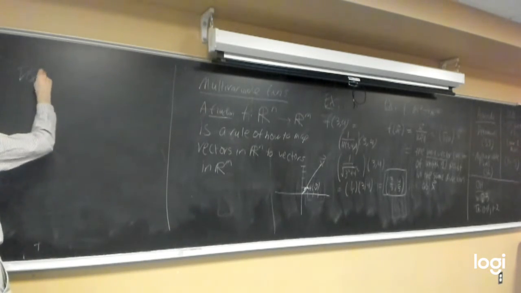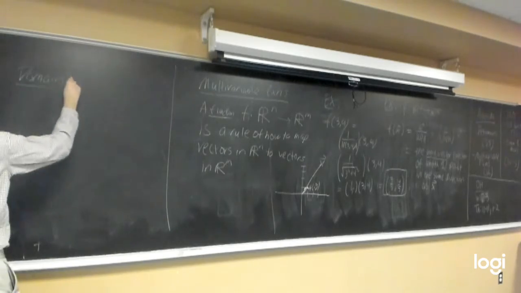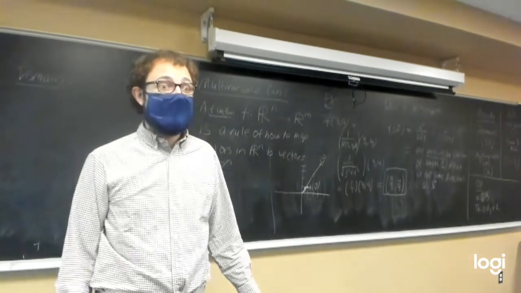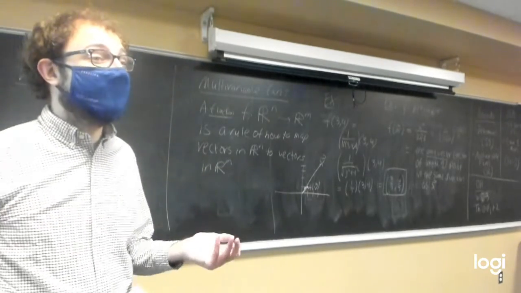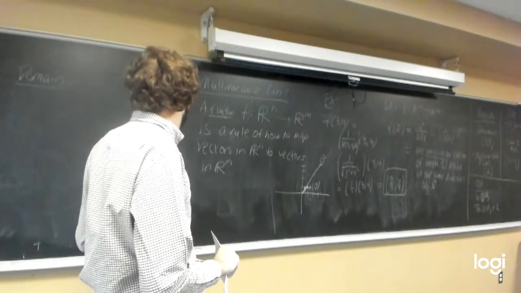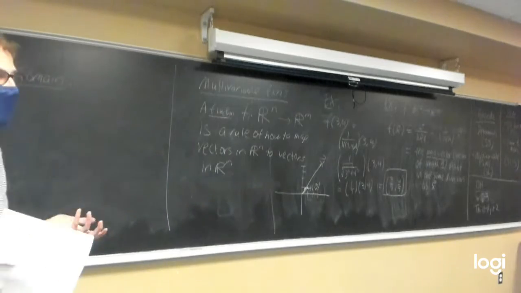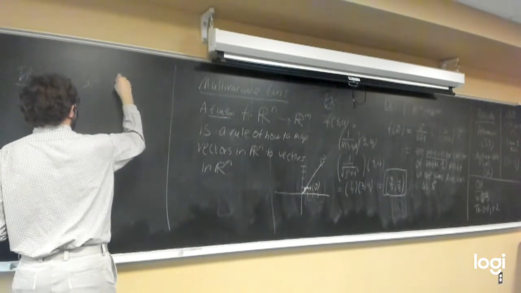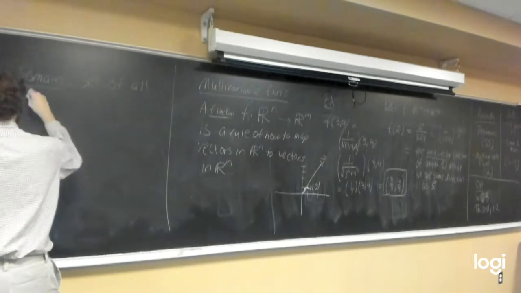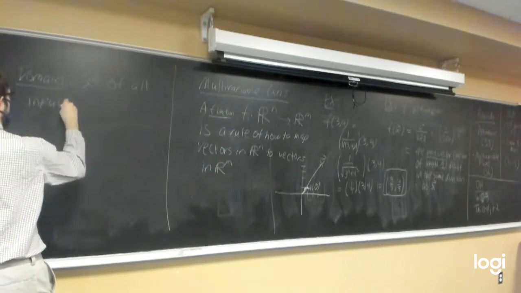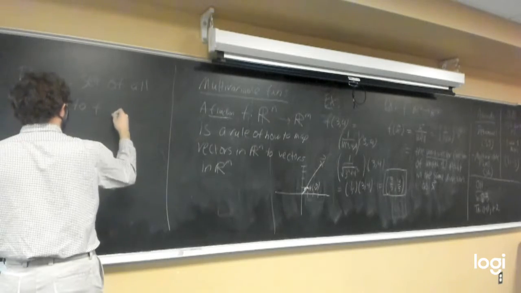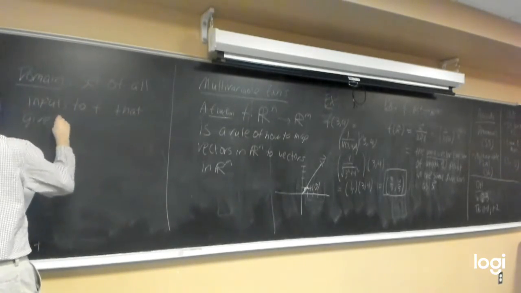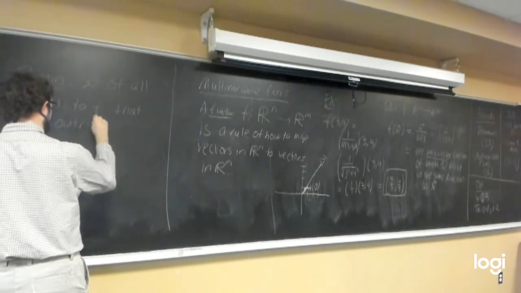So starting off, the domain of a function is basically just the set of vectors that you can plug into the function, the set of all inputs that give an output that makes sense. This is going to be the set of all inputs to the function f that give outputs that make sense.